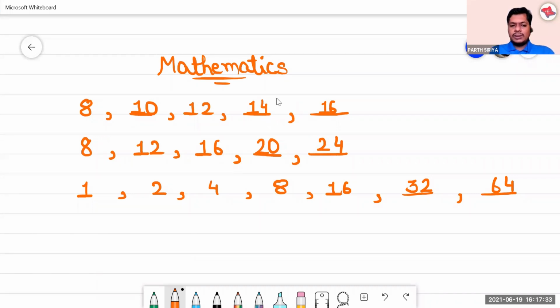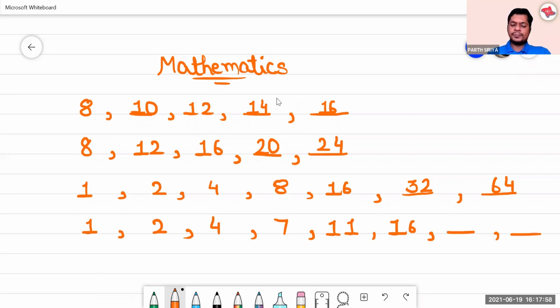Okay. What about this? The number is 1. Then you add something and you get 2. Then the number is 4. Then the number is 7. Then the number is 11. Then the number is 16. Think of two more numbers in this pattern. 1, then you have 2, then 4, then 7, then 11, then 16. So what would be the next two numbers?